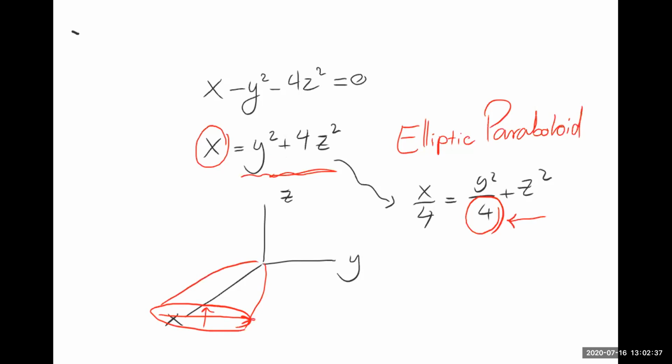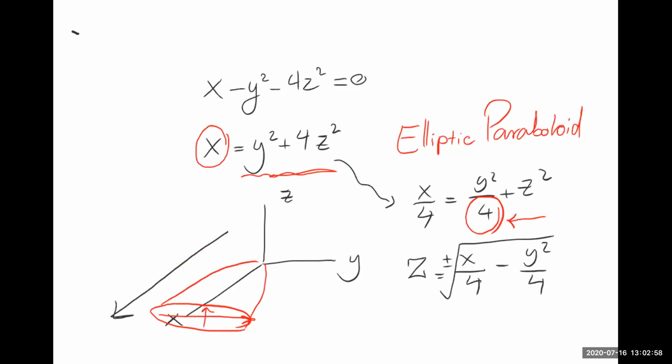And if we want to sketch it with the computer, z would be equal to plus or minus the square root of x over 4 minus y squared over 4, right? Oh, it is extended in the direction of x, that is correct. But if you look at one cross section, what will you see? You would see an ellipse, okay? If you look at the ellipse in the cross section, there would be the y direction and the z direction.